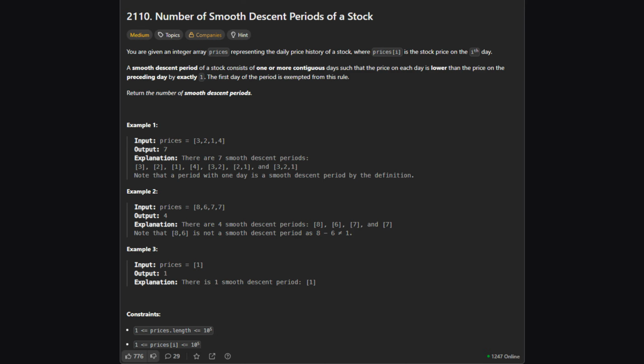First, let's look at what we're actually asked to do. We are given a list of integers called prices. These represent the stock price on consecutive days. Our goal is to count the number of smooth descent periods. Now, what exactly is a smooth descent period? The problem defines it as one or more contiguous days, where the price on each day is exactly one less than the price on the day before it. Importantly, a period consisting of just a single day also counts as a smooth descent period. So we're looking for sequences like 3, 2, 1, but also just 3 by itself.